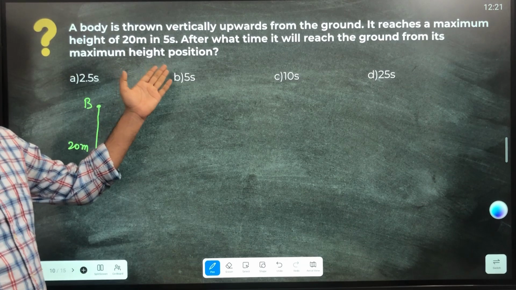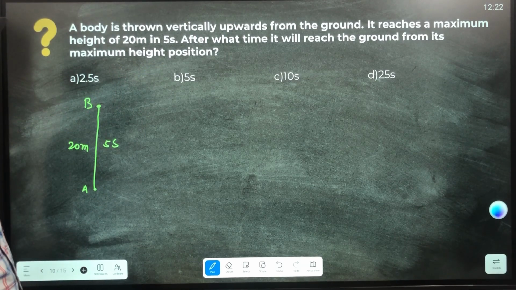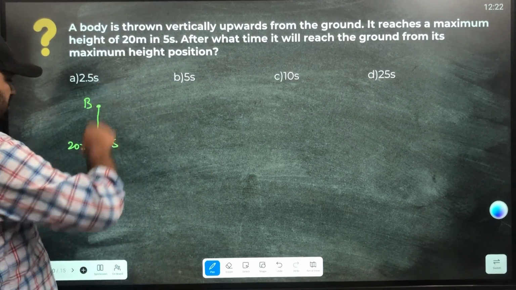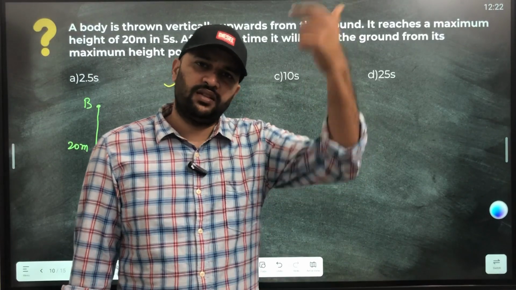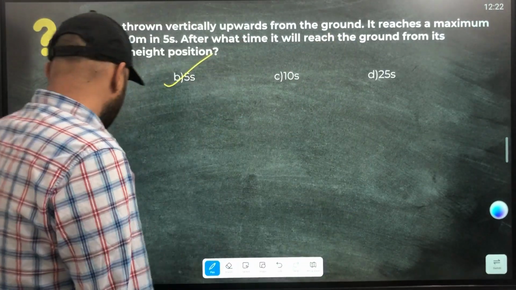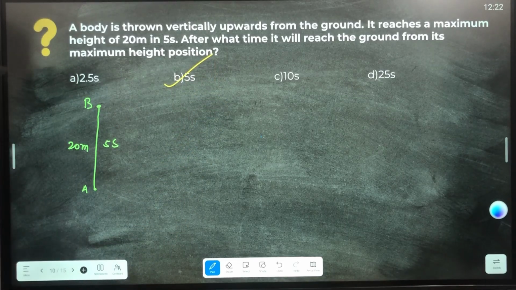Very simple, straightforward. After what time will it reach the ground from its maximum height position? Same, 5 seconds. The amount of time taken by the object to go to the maximum height is equal to the time taken to come back. We have discussed it in projectile motion also, and these questions are direct. Let's see the next one.